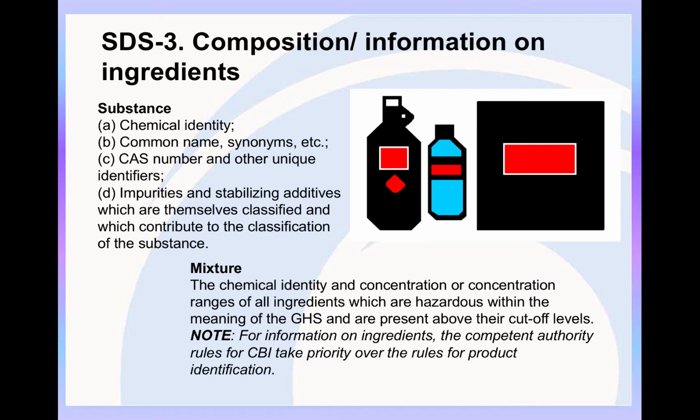Section 3 is the composition or information on the ingredients. What is in the substance? The chemical identity, common names, synonyms, etc. A CAS number or other unique identifiers. Impurities and stabilizing additives, which themselves are classified, which contribute to the classification of the substance. For a mixture, the chemical identity and concentration or concentration range of all ingredients which are hazardous within the meaning of the GHS and are present above their cutoff levels. For information on ingredients, the competent authority rules for CBI take priority over the rules for product identification.